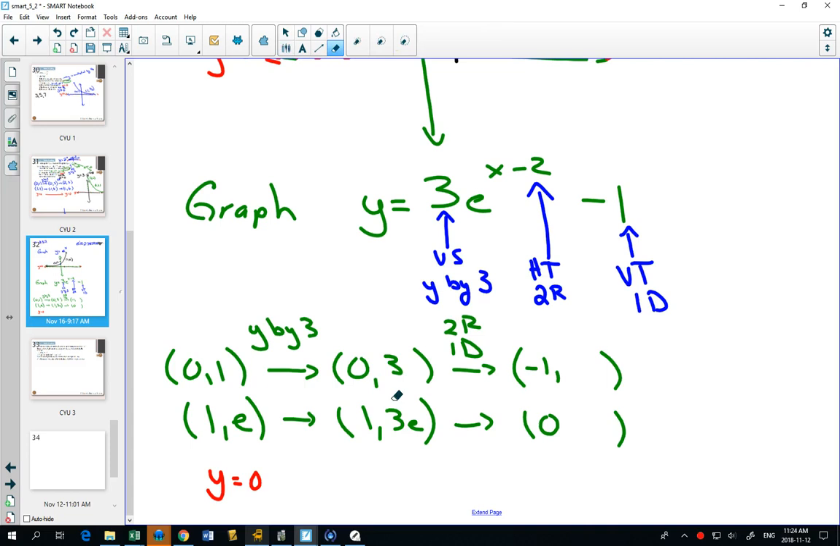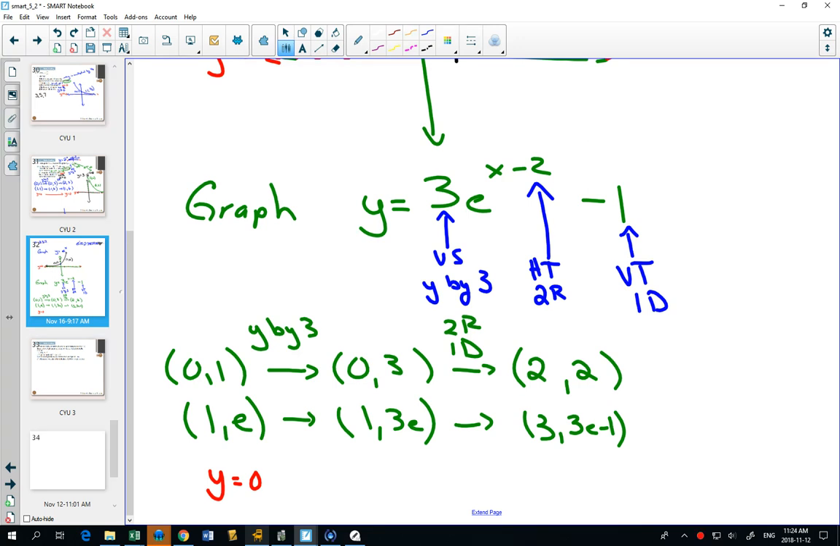2 to the right, oh, I went the wrong way. Whoops. 2 to the right will make this 2 and this 3. 1 down will make this 2 and this 3e minus 1. You can't put those together because they're not like terms.